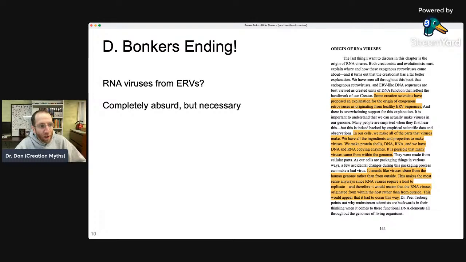And then it sounds like viruses came from the human genome rather than from outside. This makes the most sense anyways, editor, since RNA viruses require a host to replicate, and therefore it would reason that the RNA viruses originated from within the host rather than from outside. This would appear that it had to occur this way. I don't know what. I don't know.